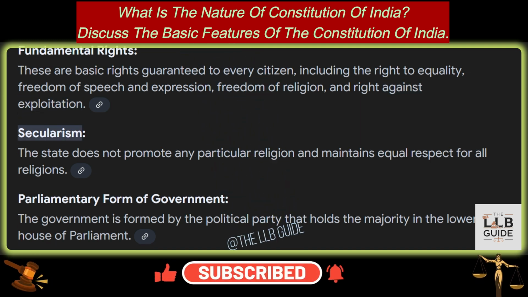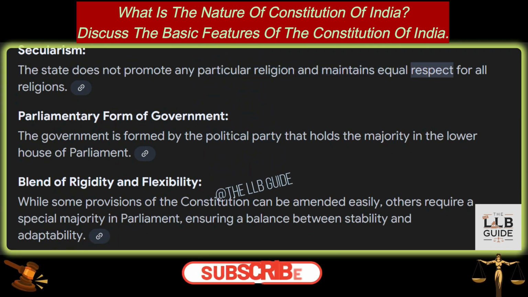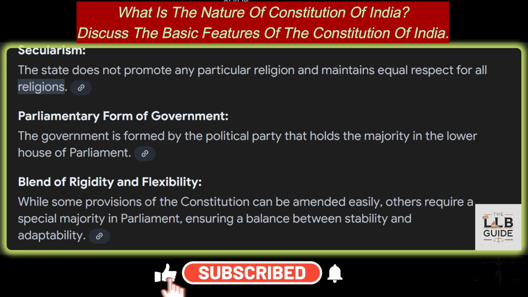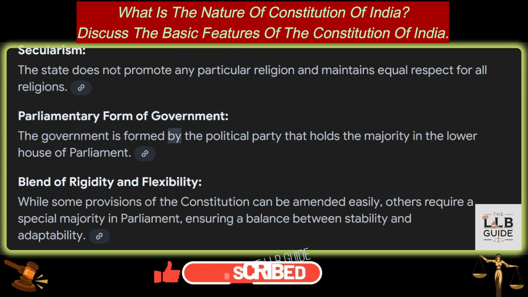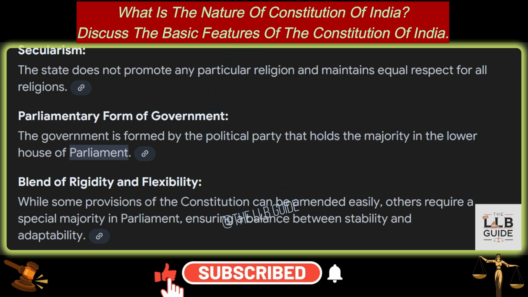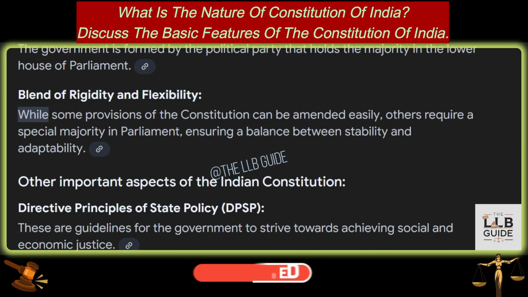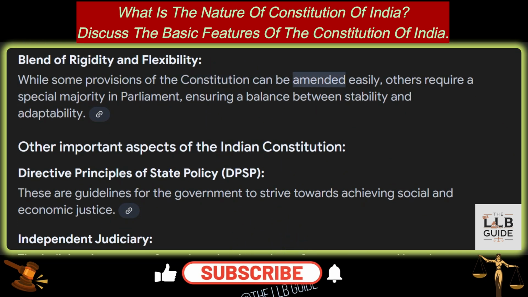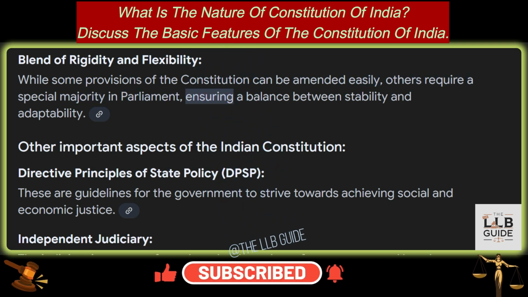6. Secularism. The state does not promote any particular religion and maintains equal respect for all religions. 7. Parliamentary form of government. The government is formed by the political party that holds the majority in the lower house of parliament. And 8. Blend of rigidity and flexibility. While some provisions of the Constitution can be amended easily, others require a special majority in Parliament, ensuring a balance between stability and adaptability.